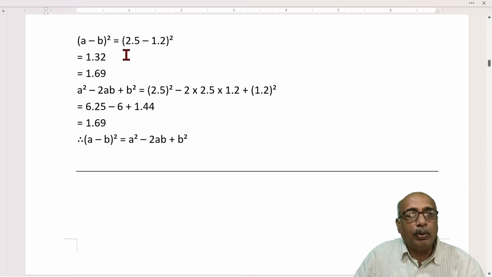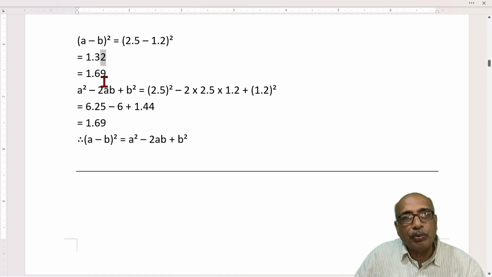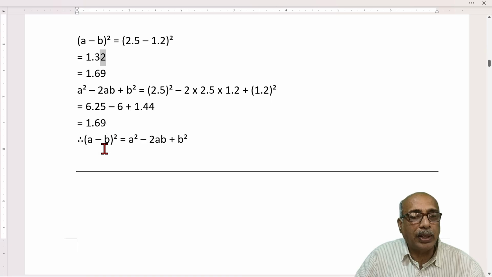(a minus b) whole square equals (2.5 minus 1.2) whole square. 1.3 square it must be. This must be 1.3 square equals 1.69. 13 square, you know, this term must be squared, equals 1.69. So a square minus twice ab plus b square, when you simplify this, you will get 1.69. Therefore, we verify that (a minus b) whole square equals a square minus twice ab plus b square.